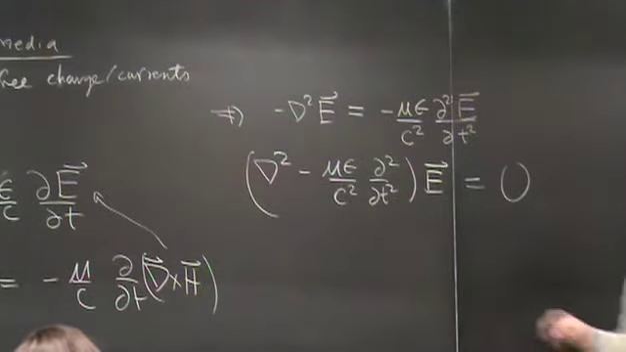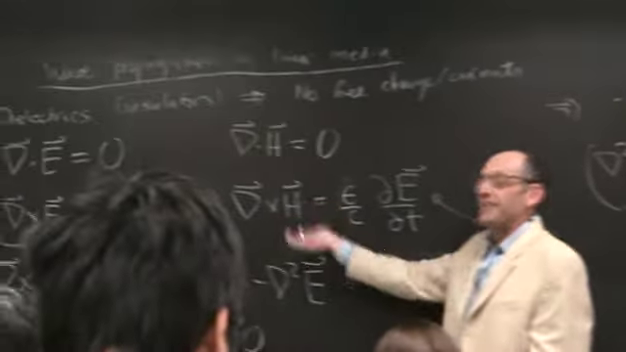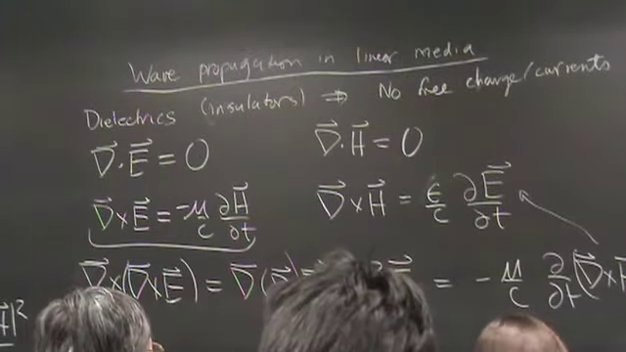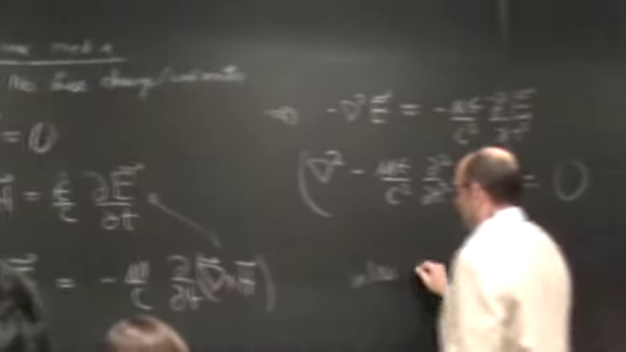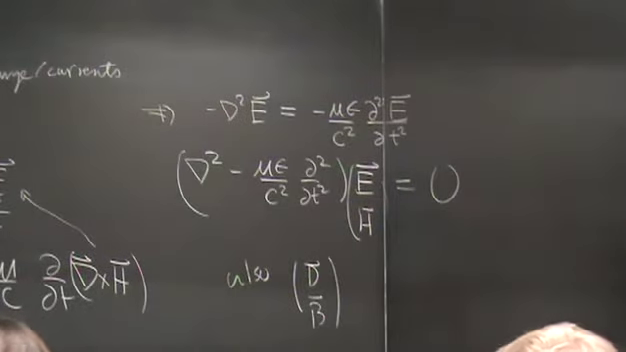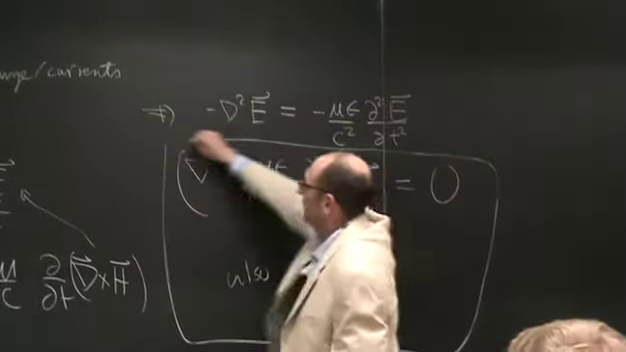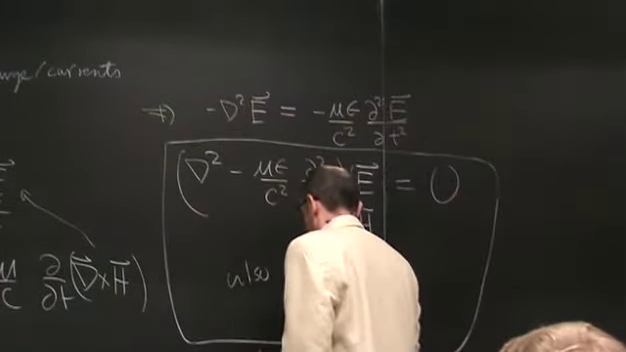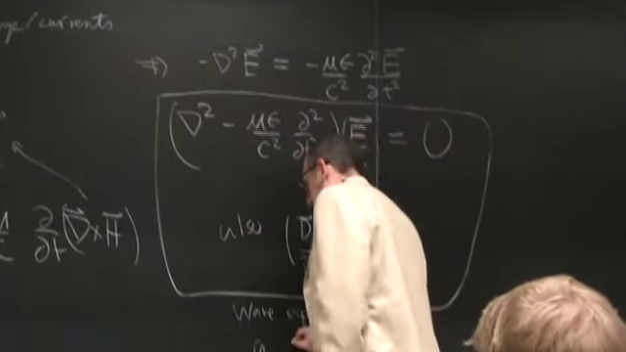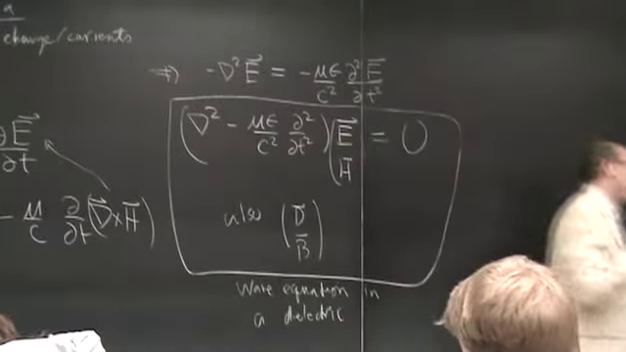Okay? And similarly, if I had taken the curl of this equation, Ampere's law, and done the same thing, I would find the same thing is true for H. Also, D and B satisfy the same wave equation. Okay, so this is the wave equation in 3D, just like we had before, but in a dielectric. That could be magnetic as well.